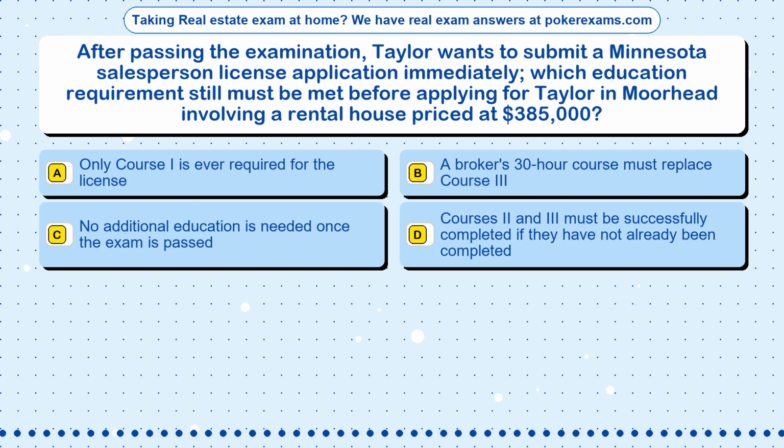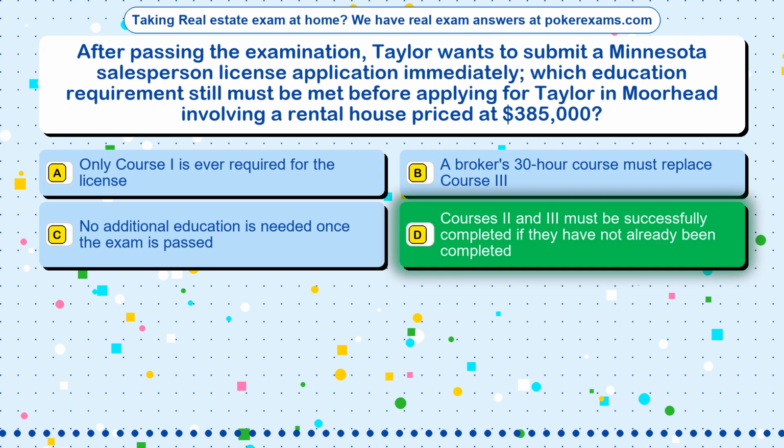Security deposits remain tenant funds unless a lawful deduction applies. Question 20. After passing the examination, Taylor wants to submit a Minnesota salesperson license application immediately. Which education requirement still must be met before applying for Taylor in Moorhead involving a rental house priced at $385,000? Option A. Only course 1 is ever required for the license. Option B. A broker's 30-hour course must replace course 3. Option C. No additional education is needed once the exam is passed. Option D. Courses 2 and 3 must be successfully completed if they have not already been completed.